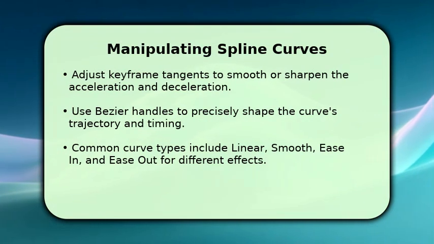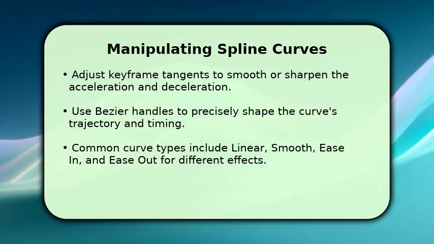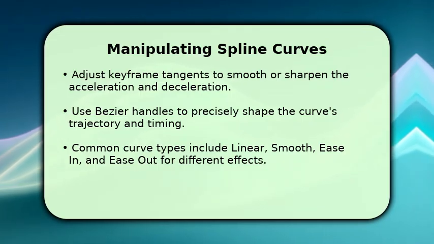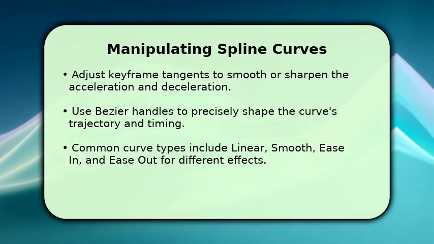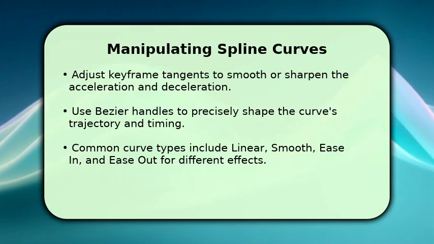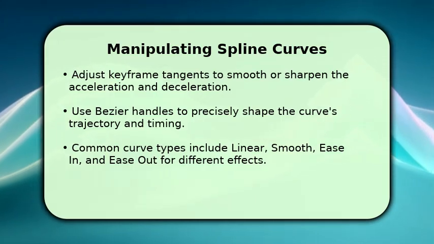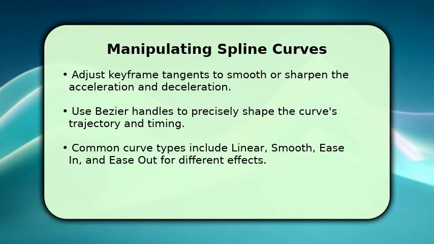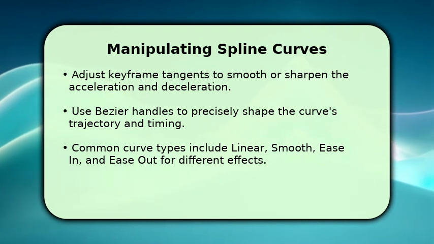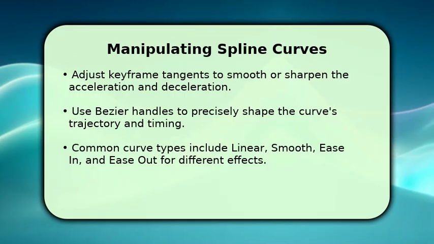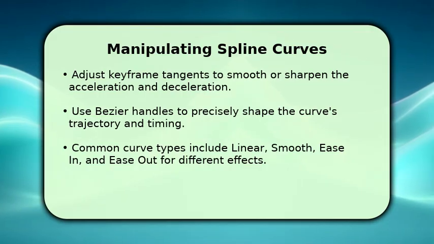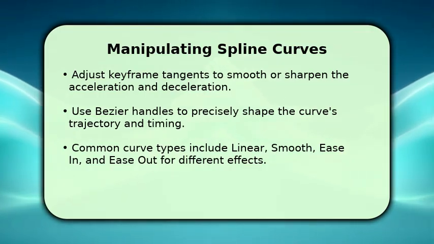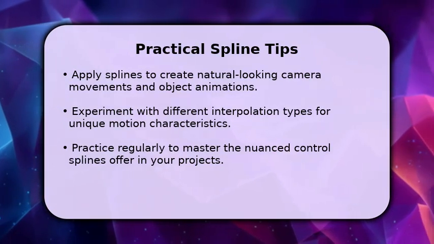Now, let's get hands-on with manipulating these curves. The magic happens when you adjust the tangents of your keyframes. These small handles, often called Bezier handles, allow you to bend and shape the curve, directly influencing how quickly or slowly an animation property changes between two keyframes. For instance, pulling a handle outwards creates a smoother, more gradual transition, while shortening it can make the change more abrupt. You can choose from various interpolation types, such as linear for constant speed or ease in/ease out for natural acceleration and deceleration. To truly master splines, consistent practice is key.